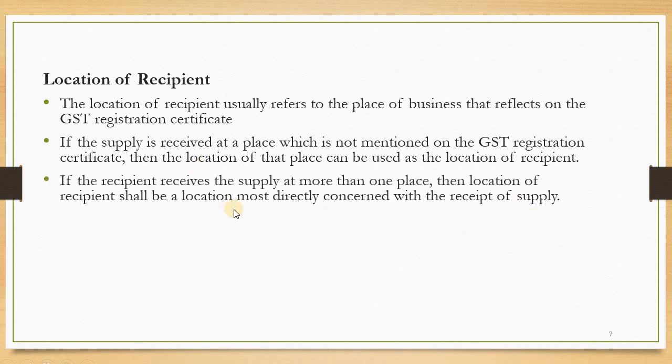Then, here also, if the recipient receives the goods and services at more than one place, maybe Bangalore, Chennai, Delhi, what shall be the location of the recipient? The location of the recipient shall be the location most directly concerned with the receipt of the supply. For example, even though you receive the goods in three different places, in Bangalore you make the payment, so Bangalore shall be the location of the recipient.